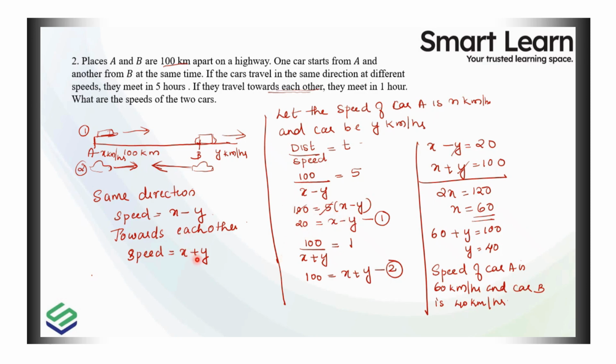Next is towards each other. So 100 by x plus y, they meet in 1 hour. So 100 by x plus y is equal to 1. That is 100 is equal to x plus y. Now you can solve using the elimination method. Now y cancels. 2x is equal to 120. x is equal to 60. Then you substitute 60 in any of the equations, you will get y as 40. So the speed of car A is 60 km per hour and car B is 40 km per hour.